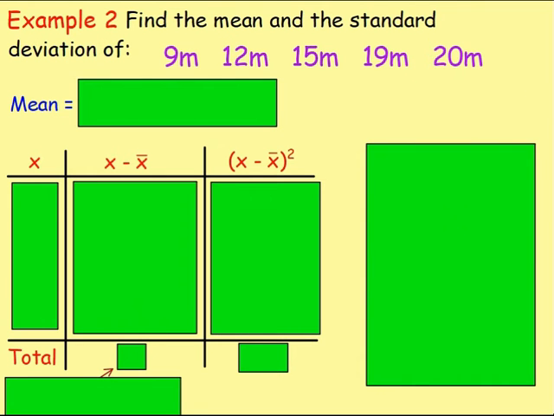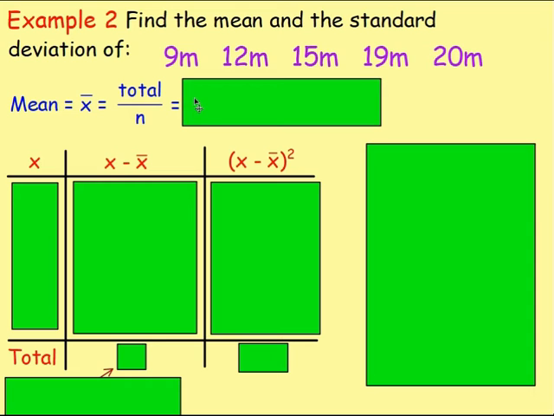Let's try another example. Find the mean and standard deviation of 9 meters, 12 meters, 15 meters, 19 meters, and 20 meters. Just remember, you're asked for two things, the mean and the standard deviation. So to work out the mean, remember, it's the total divided by how many numbers you have. And remember, x bar represents the mean.